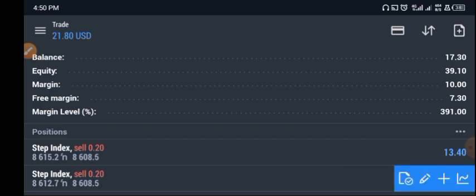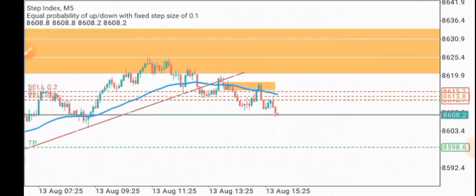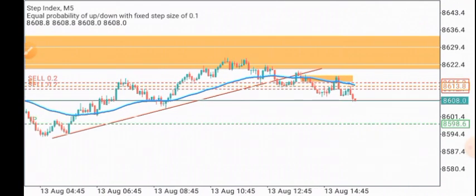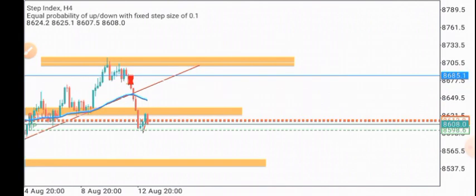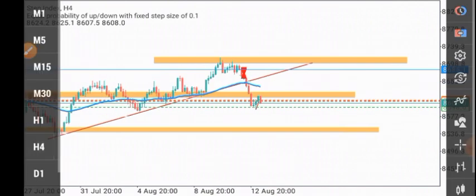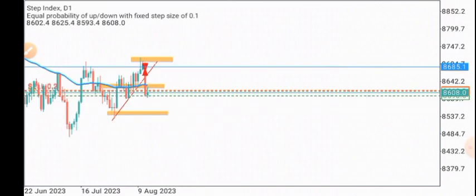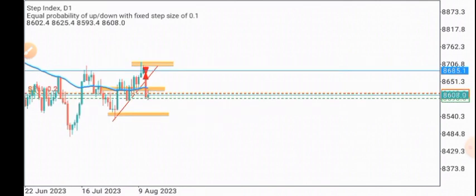I'm already in some trades, and they are doing well. So I'm going to show you how I did this. When I put my chart, the first thing I do is to come to the higher time frame like this. Okay, so this is the higher time frame.